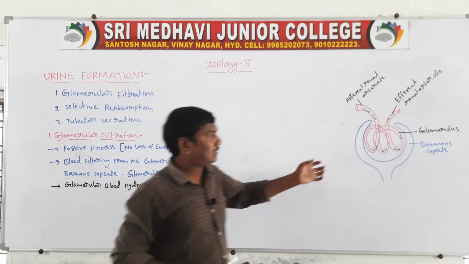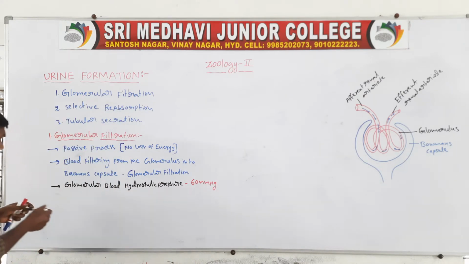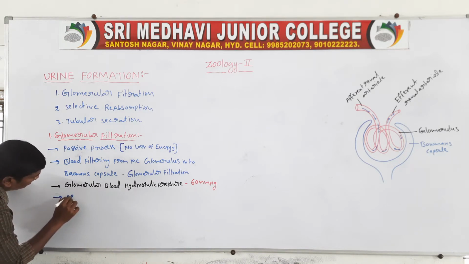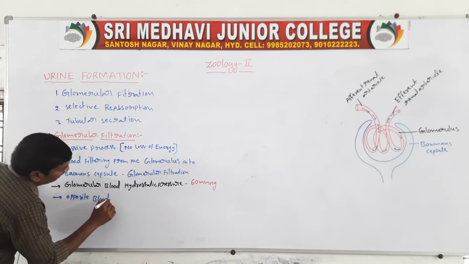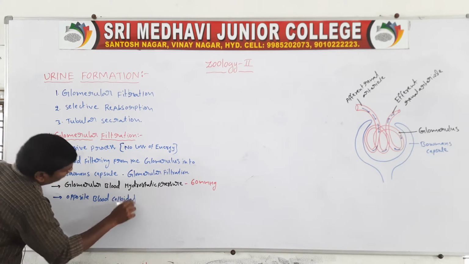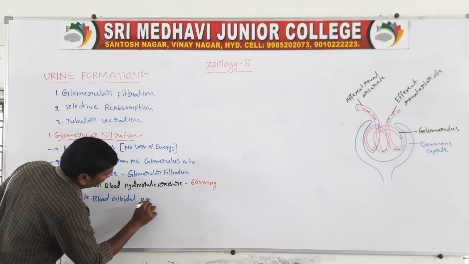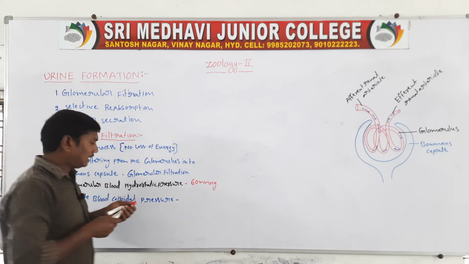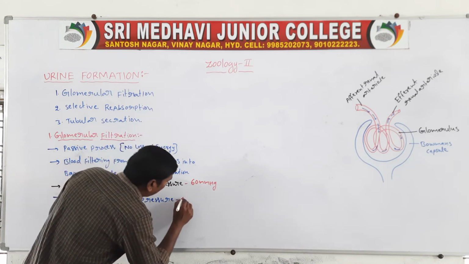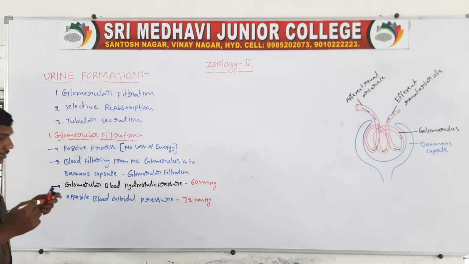Next, opposing this blood hydrostatic pressure is the blood colloidal osmotic pressure. This blood colloidal pressure is 32 mmHg.